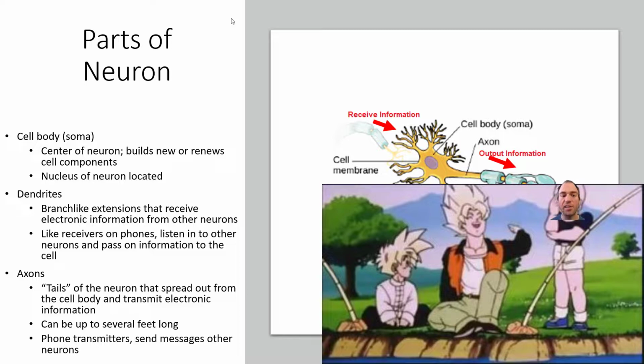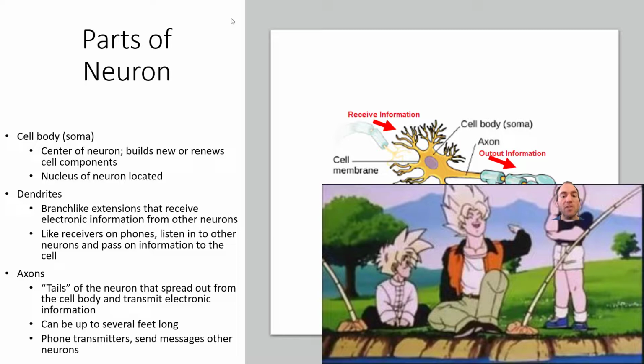And as stated, they listen to what other neurons are saying, and that's how they receive information from other neurons through the dendrites. The axons, or the tails of the neurons, that spread out from the cell body and transmit electric information, can be several feet long. They're phone transmitters. They send messages to other neurons. Again, broadly speaking, this is just a very basic understanding of neurons.